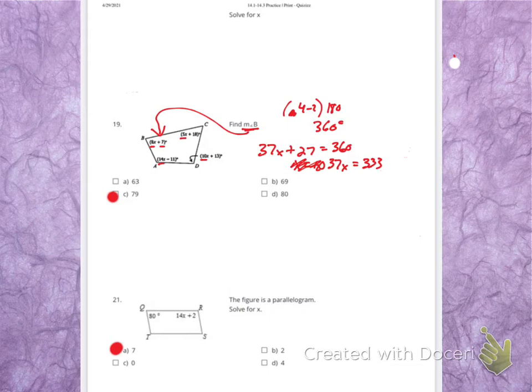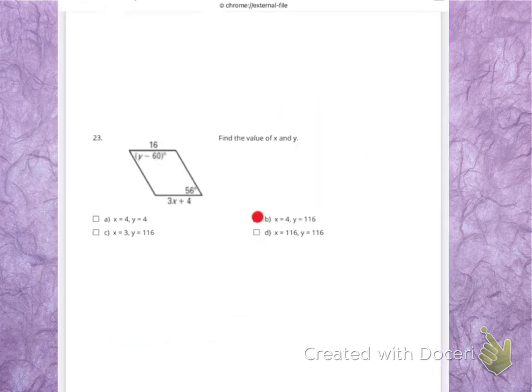So I must have just divided it wrong. So if x equals 9, and then I plug that in, 8 times 9 is equal to 72 plus 7 is equal to 79, so it is C. So I must have just divided wrong in my calculator. So that's how you make sure you always double check.